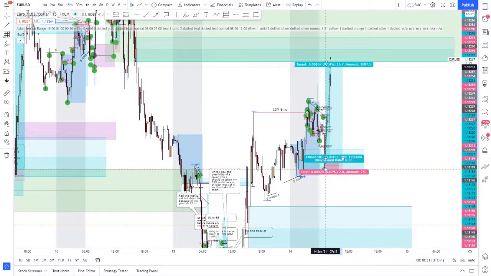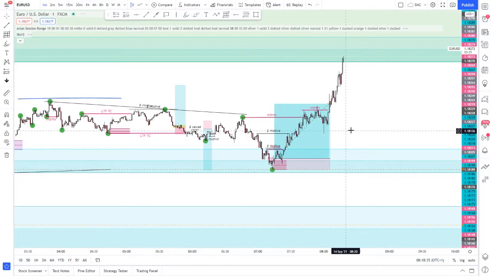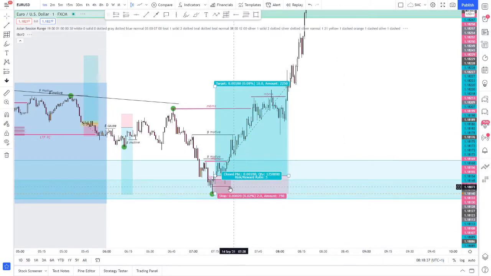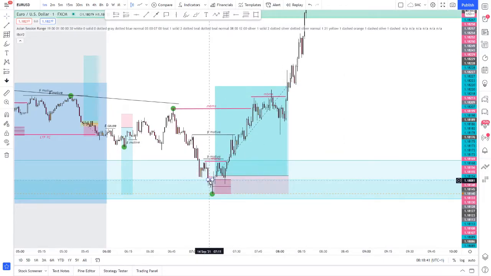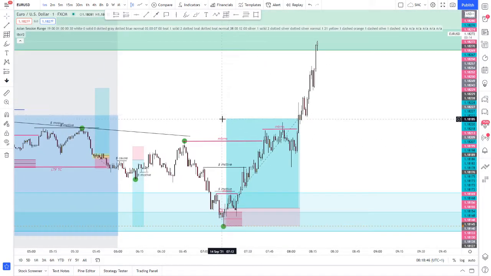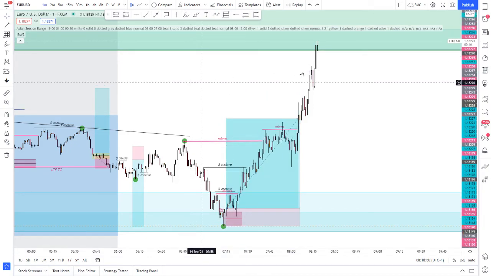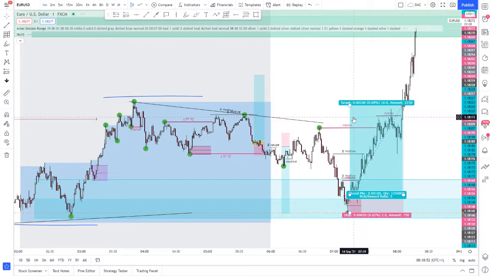I could have easily taken this to here just now, but price mitigated this order block here. There was a flip entry, which is quite complicated. It's basically the last point of higher demand, and I was going to target up here. I did think about it, but it's not part of my plan. So my only trade is 5 RR.